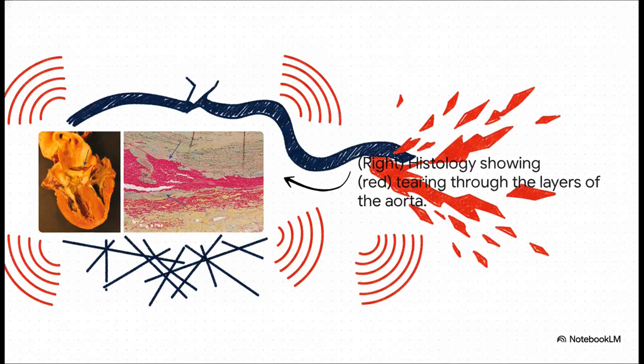And under the microscope, this is what's happening. The blood, which you can see here in red, is creating a false channel, a hematoma, right inside the media. It is splitting the wall in two. It's an absolutely catastrophic structural failure.